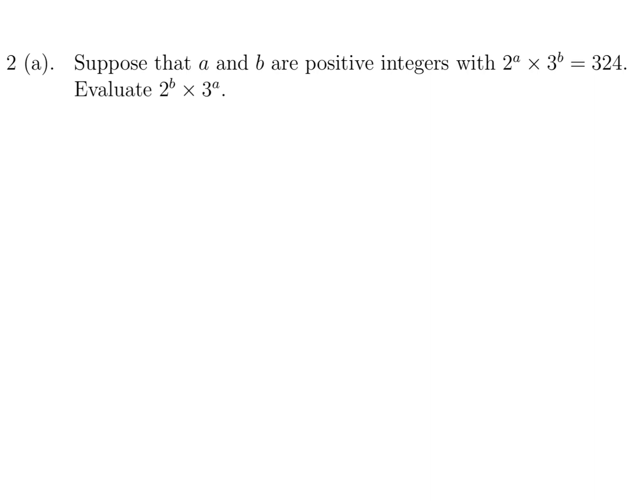Suppose that a and b are positive integers with 2 to the power of a times 3 to the power of b is 324. Evaluate 2 to the power of b times 3 to the power of a. So 324, break it up into its prime factors, and it's 2 to the power of 2 times 3 to the power of 4. So if that is 2 to the power of a times 3 to the power of b, that we can easily figure out that a is 2 and b is 4.